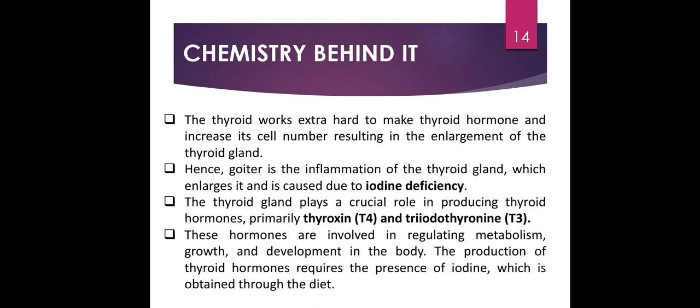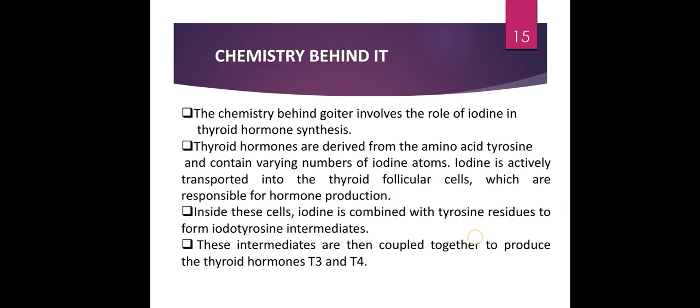The production of thyroid hormones, which are T3 and T4, requires the presence of iodine, which is obtained through the diet. The chemistry behind goiter involves the role of iodine in thyroid hormone synthesis. Thyroid hormones are derived from the amino acid tyrosine and also contain a varying number of iodine atoms. Iodine is actively transported to thyroid follicular cells, which are responsible for hormone production.